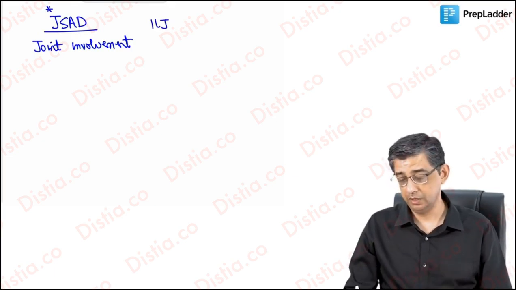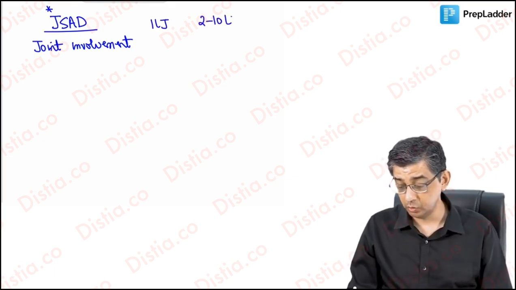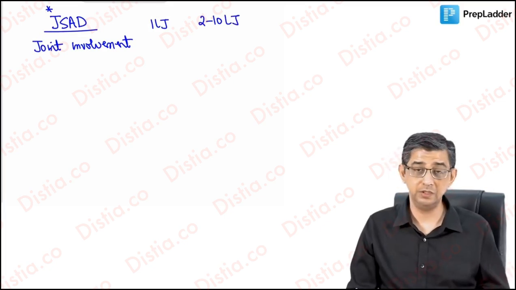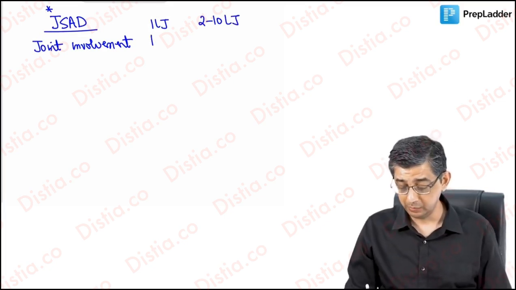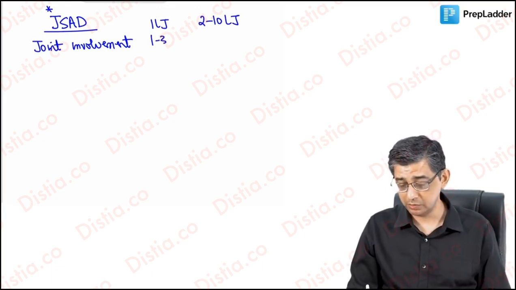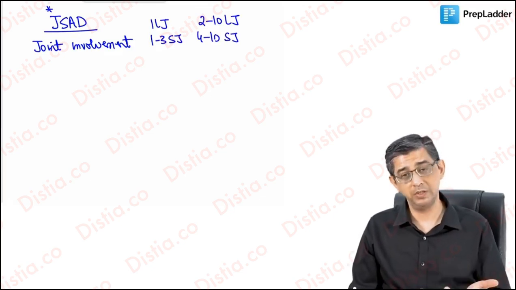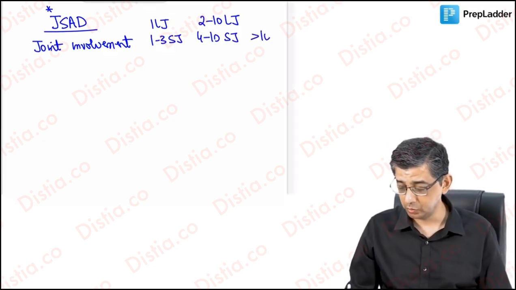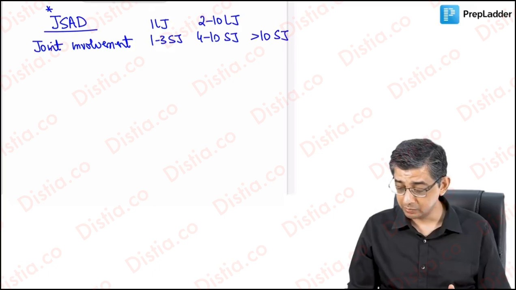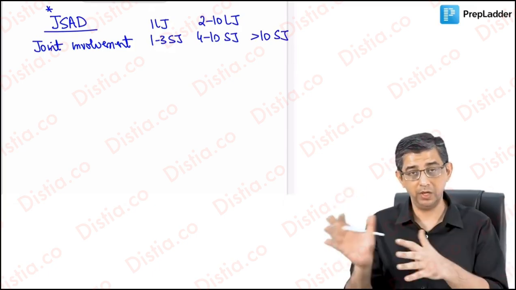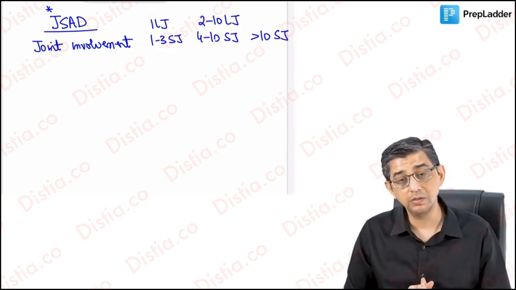So there is a distinct possibility that there is a person who could be having one large joint involvement. There could be even patients who could be having 2 to 10 large joint involvement, substantial disability. There's a possibility person might be having 1 to 3 small joints involvement. It could be 4 to 10 small joint involvement. SJ means small joint, LJ means large joint. So I hope you can pick it up. And then it could be even more than 10 small joints, both the joints of the hands. When you start counting left, right, it could be more than 10 also.